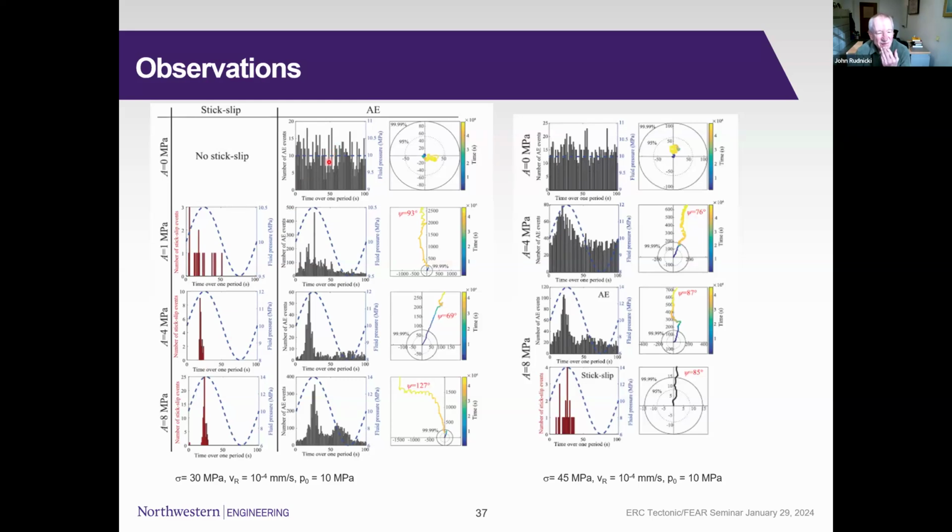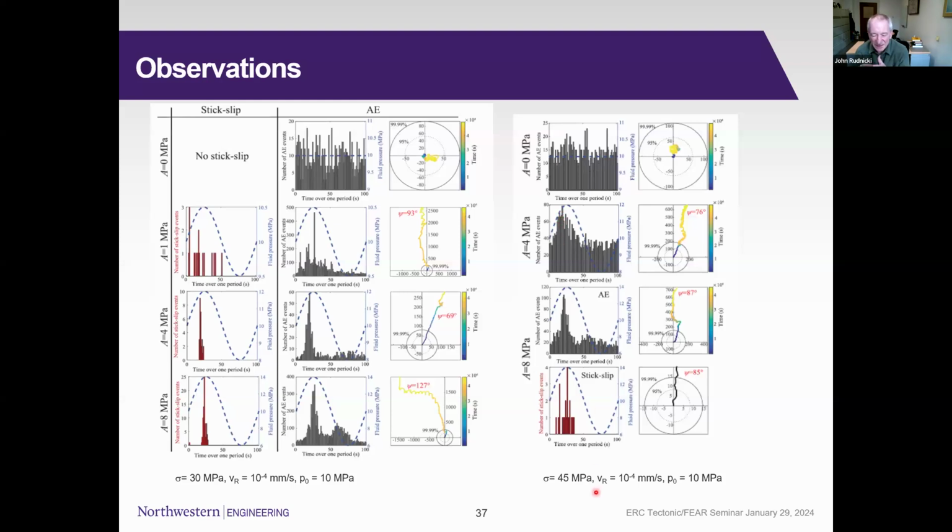The middle column shows acoustic emissions, which are not really localized for no oscillation. As you get higher magnitudes of oscillation, they again are near the peak, slightly after, slightly before, slightly after. The right side shows the results for the larger confining stress. Here, again, you don't get any stick slip until you get to the highest oscillation amplitude relative to the average pore pressure. And then you do get stick slip, and you see pretty strong concentration of the acoustic emissions near the peak, again, slightly before.